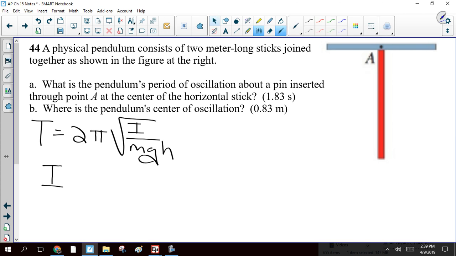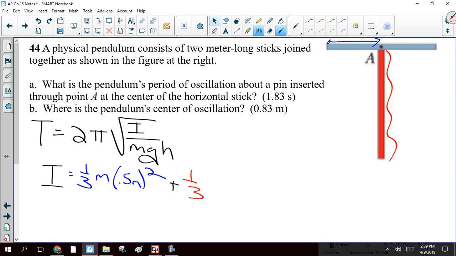I for the blue stick is 1/3 times the mass of the stick times this distance squared, which is 0.5 meters, plus the rotational inertia of the red stick, which is 1/3 times the length of the whole thing squared. You can look back at the rotational inertia equation sheets that I've given you for that. So this gives you 1/12 plus 1/3 is 5/12. So I'm going to just write this as 5/12.